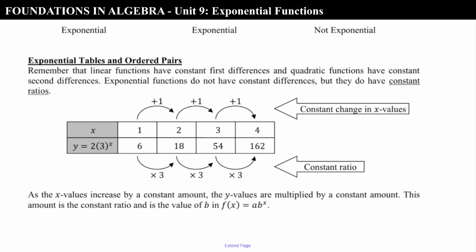Now talking about exponential tables in ordered pairs. Remember that linear functions have a constant first difference, and a quadratic function has a constant second difference. Exponential functions do not have constant differences, but they do have constant ratios, which means each time we change our x value by a constant amount, we are going to multiply our y values by a constant amount, okay? And of course, this constant ratio is your b value in your exponential equation.